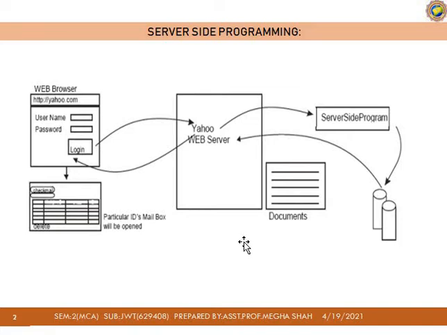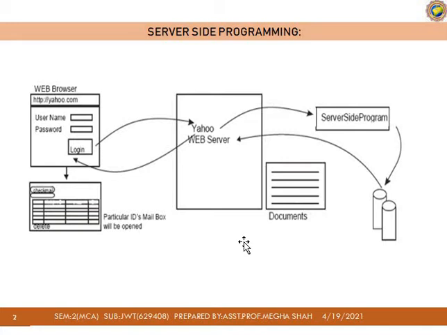So what is a web browser? For example, we are using different kinds of web browsers like Mozilla Firefox and Chrome. These are considered web browsers. With the help of web browsers, we are fetching any document from the server.